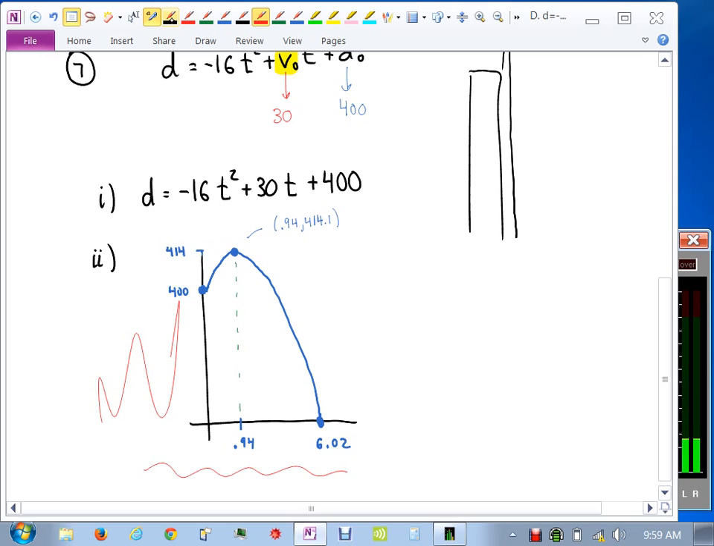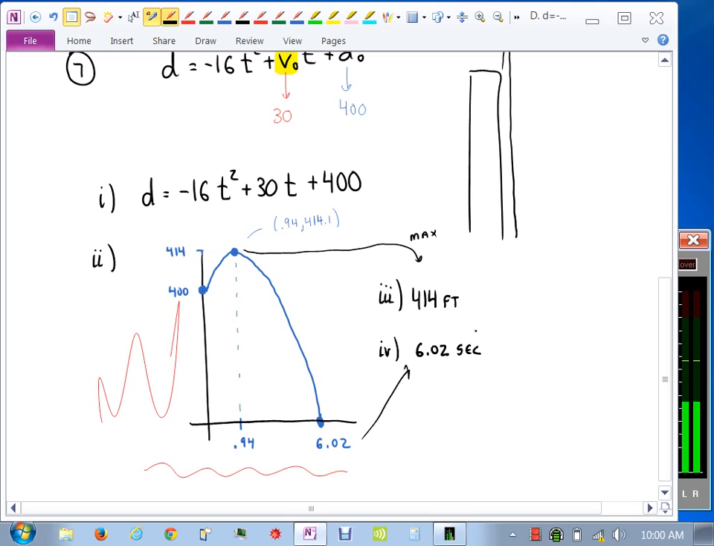So to answer part 3, what you'll do is find the maximum height. That's going to be this height right here. That's your max. So that's going to be 414, roughly 414 feet. And how long does the ball take to hit the ground? Well, that's this, 6.02 seconds.